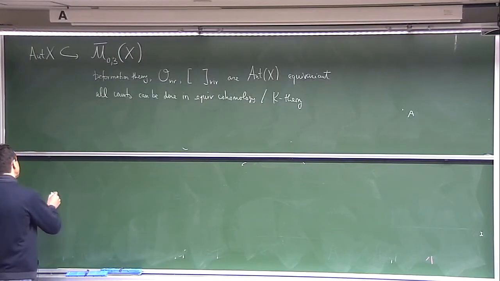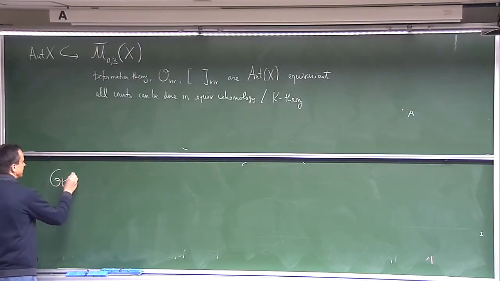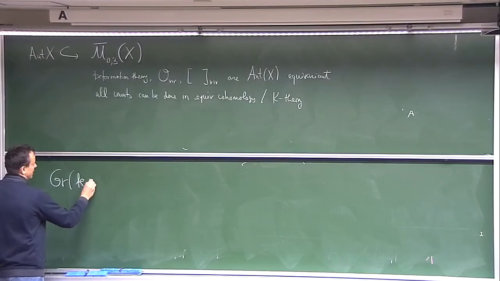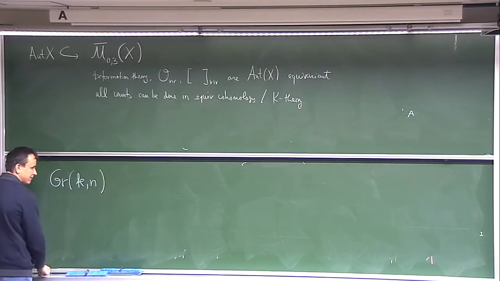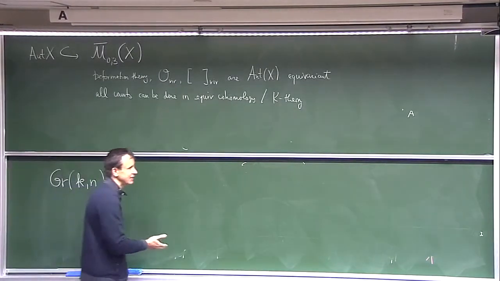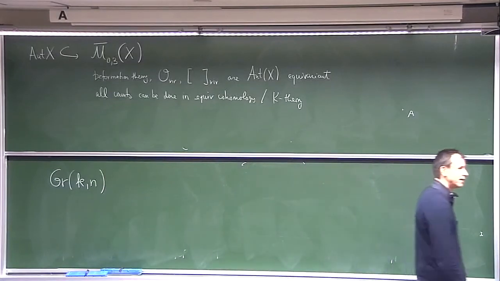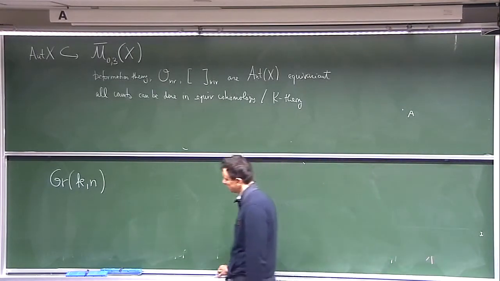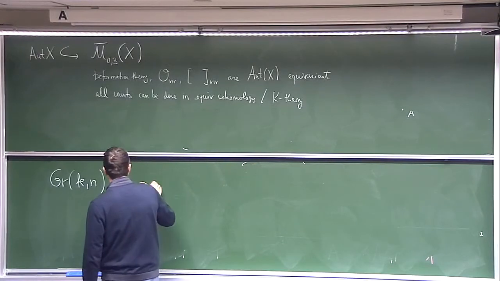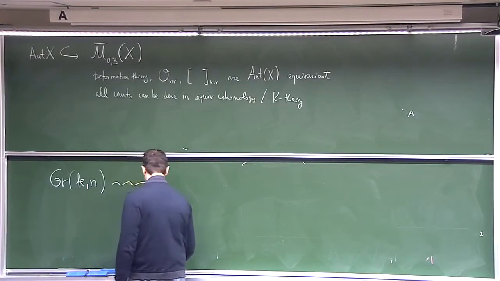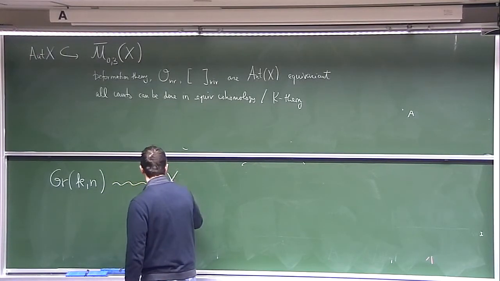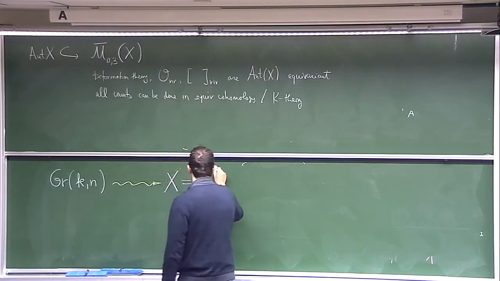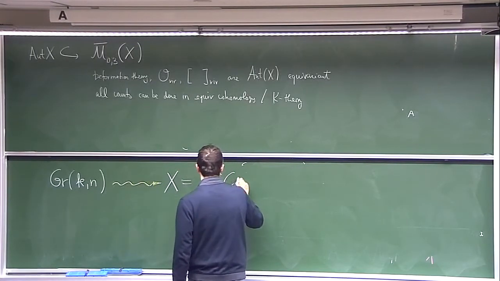We were talking about the Grassmannian. This is a very nice variety, but we will let go of that, and we will instead consider, from now on, I will write X to denote the cotangent bundle of the Grassmannian.